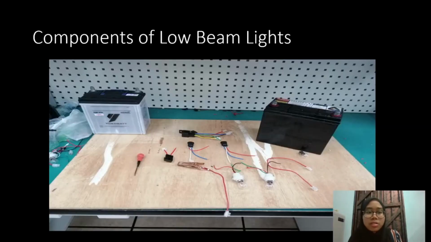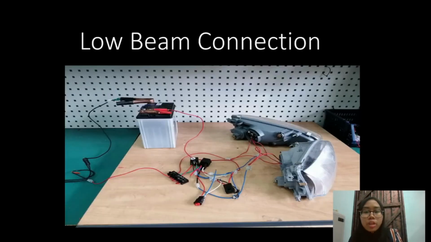So these are the components of the low beam lights, which, as you can see here, we have a battery, and then a screwdriver, relay, crocodile clips, relay casing, connector, and bulbs, and then another battery. Another battery just in case this battery cannot work well. Okay, done for components. Then we go to the connection, the low beam connection.